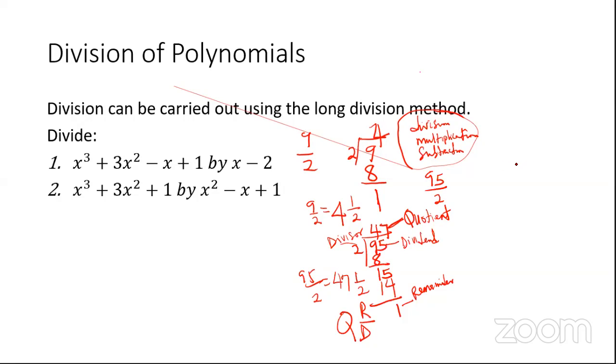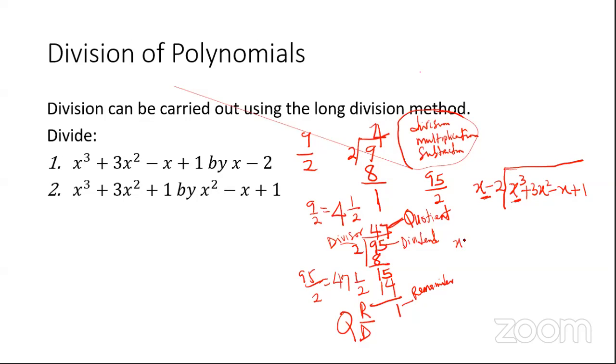Now let's pick the first question. We want to divide. The divisor will be outside, x minus 2. Then you have the dividend, x raised power 3 plus 3x squared minus x plus 1. Now, for you to carry out your division here, you pick the term with the highest power here, and the term with the highest power here. The term with the highest power here is x raised power 3. The term with the highest power here is what? x. So you carry out the division on them.